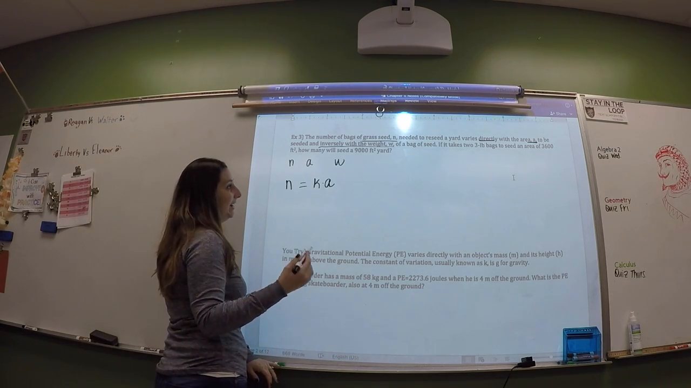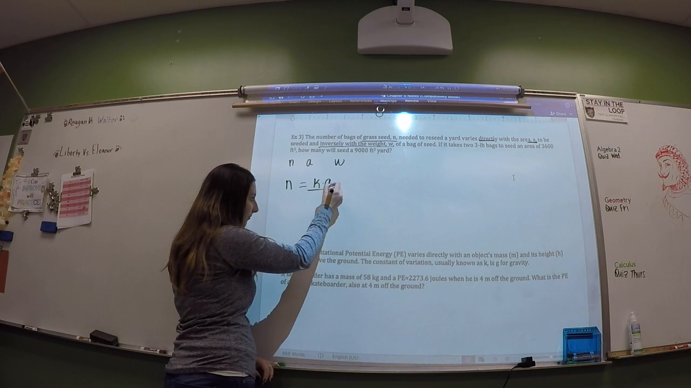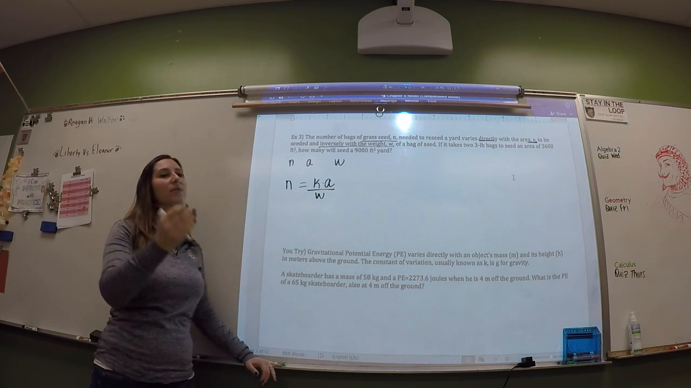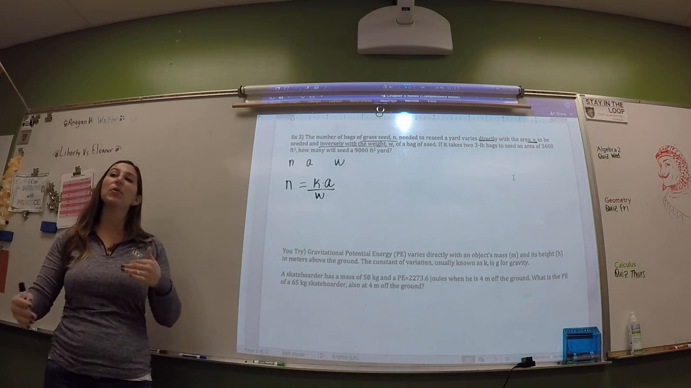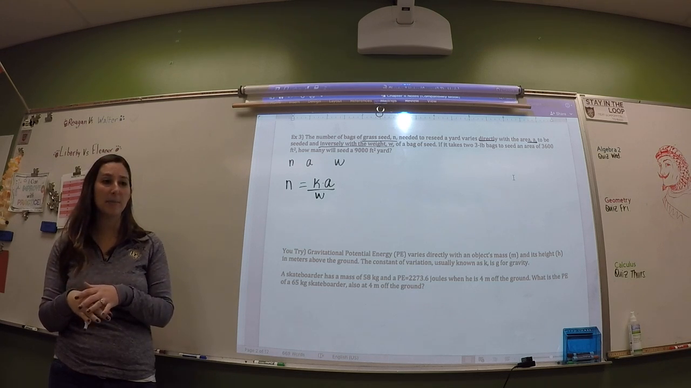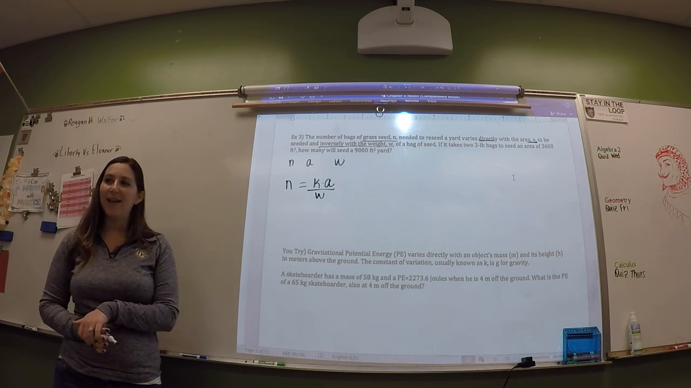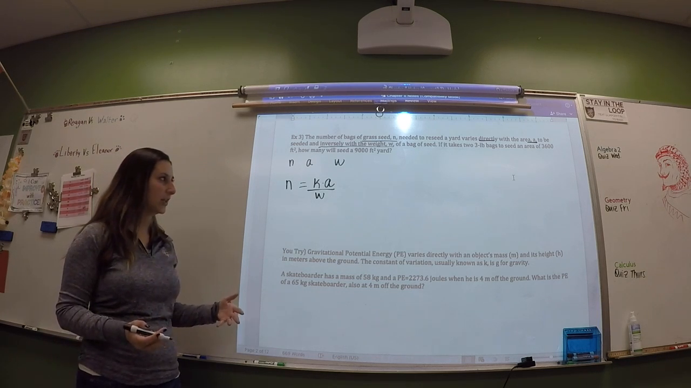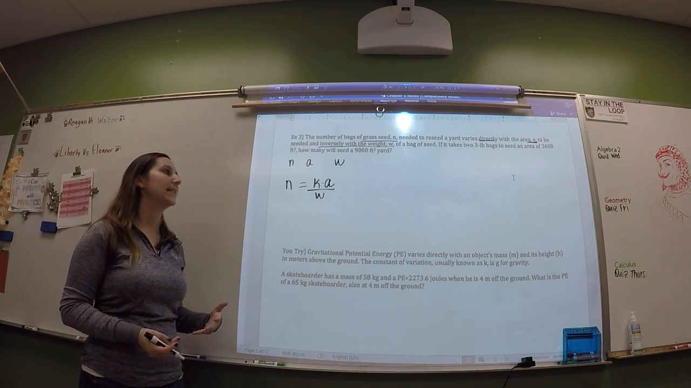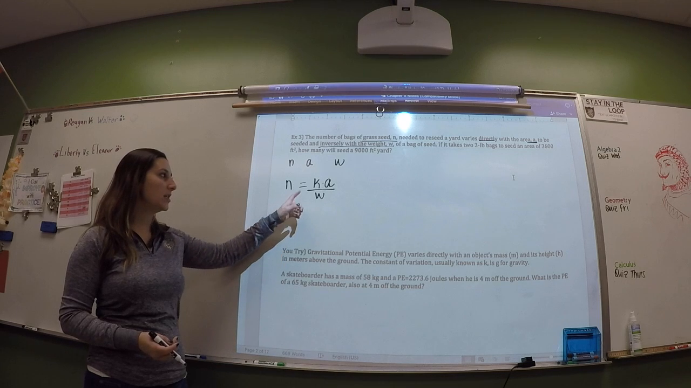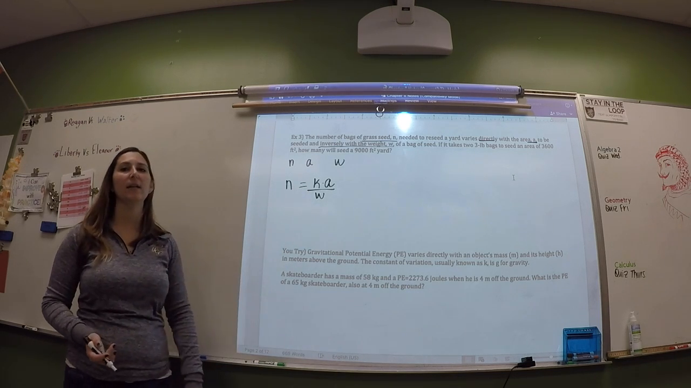And it says, and inversely with W. So inversely, think like multiplicative inverse. It's going to go on the bottom. Okay. And so that's our function. Now, what we need to do is it's going to give us some numbers. We need to figure out what K is.